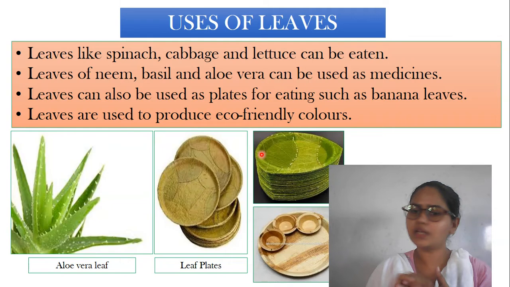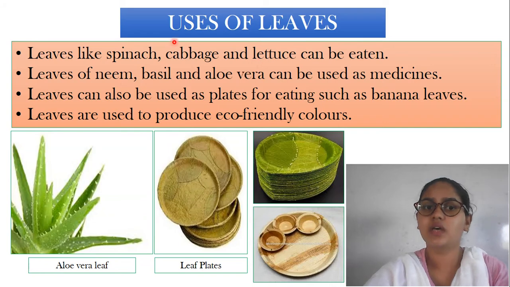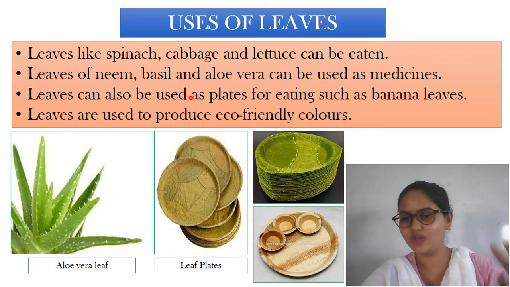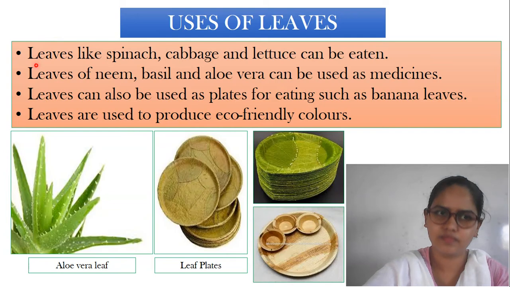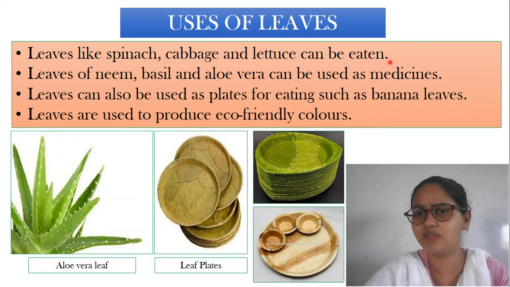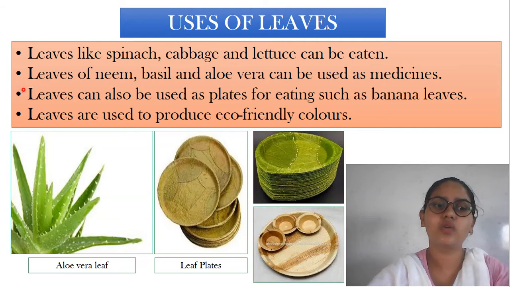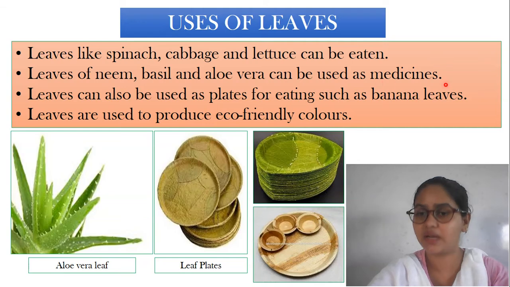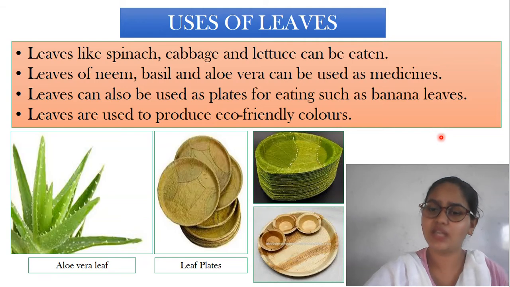Now we learn how we use plants, right? How we use plants in our daily lives. Now let's learn about the uses of leaves. Not only are the plants useful for us, the leaves are also useful for us. How? We will learn it from this picture. You can see leaves like spinach and cabbage can be eaten, which means leaves can be eaten raw. Then you can learn that leaves of neem, basil, and aloe vera can be used as medicines. Not only are we eating raw leaves, we are using them as medicines.